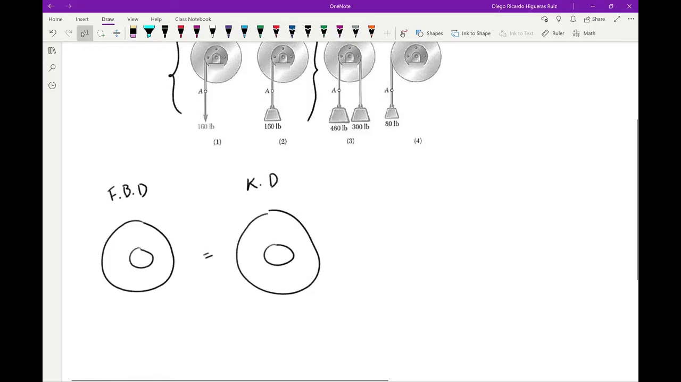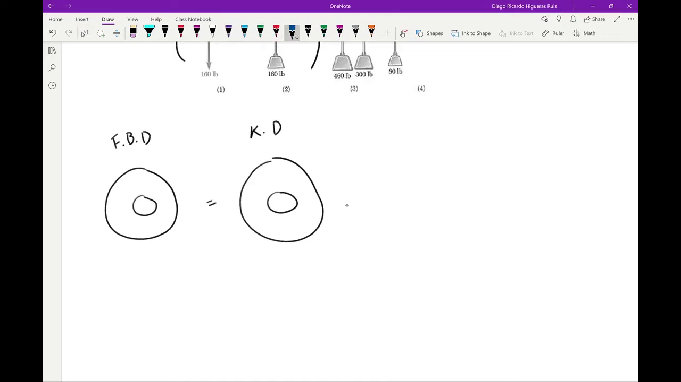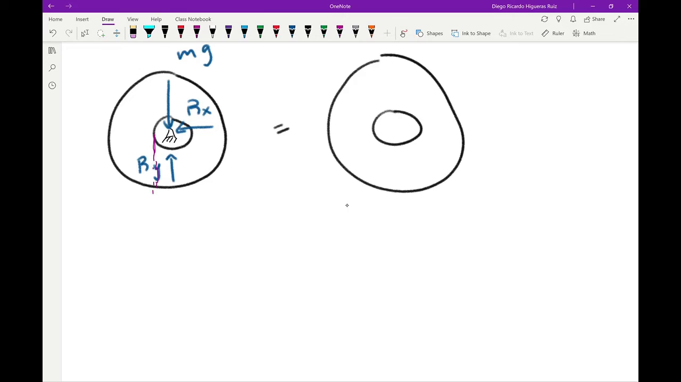Now if we look at the free body diagram, it's pretty straightforward. We have a support right here, and the pulley is going to be rotating at that point. We have the weight of the entire system, which is mass times gravity. Then we have a reaction in the y direction, but also a reaction in the x direction. And this is going to be the line of the rope. Let's say this is point A.